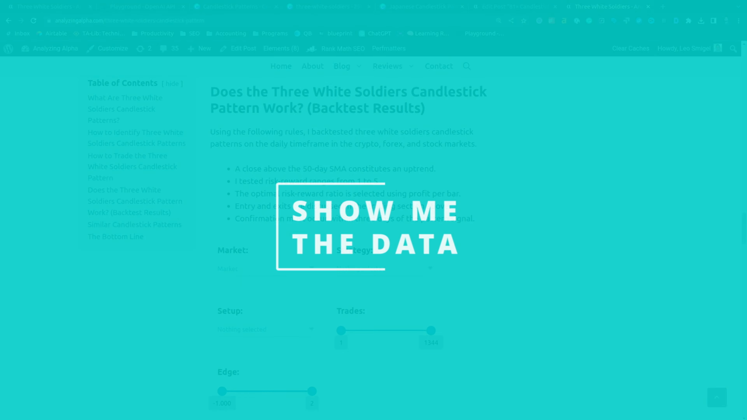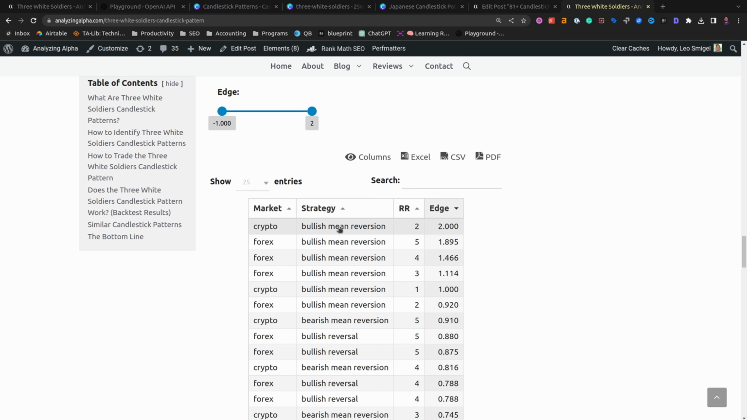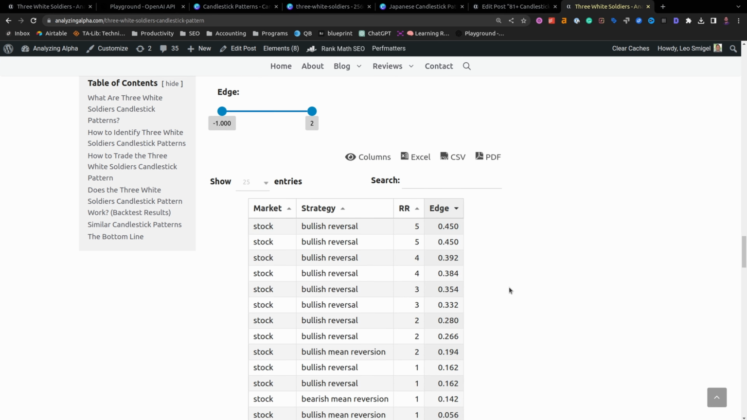I've done all the back testing for you, and I even created a tool that you can use freely to determine the best possible candlestick setups for your trading strategy. So in this instance, we're looking at the white soldiers candlestick pattern. We can see that for most markets, it looks like the best strategy is a bullish mean reversion. If you're a stock trader, you can go up here, select stock, and that will filter to only show you the back test results for the stock market setups.